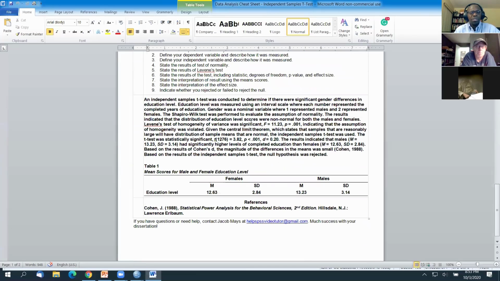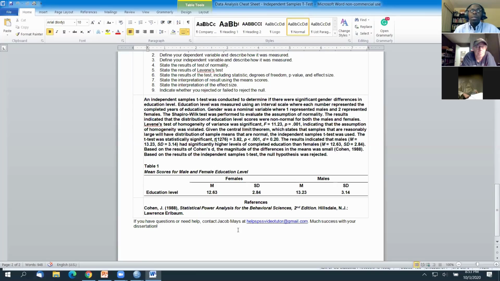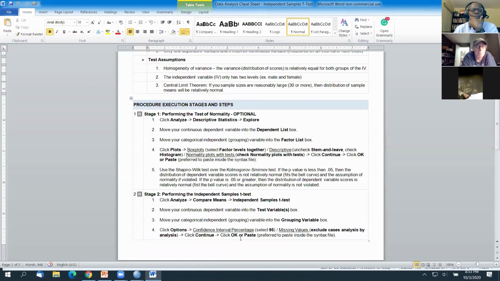I have some references down here. I've got Cohen down here for statistical power. I'll also throw in another one really quickly. You can look at Andy Field's book. It has that in there as well about the statistical power.